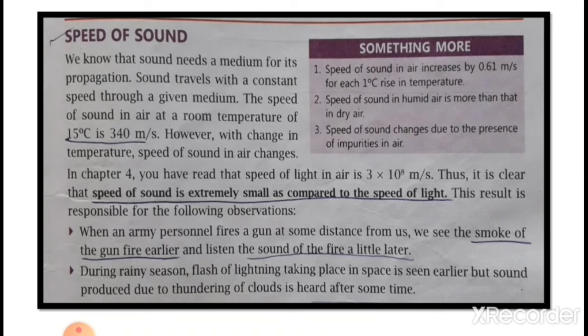However, with change in temperature, speed of sound in air changes. That's the important thing. See, when we are taking the room temperature, the speed of sound will be 340 meter per second. Okay, with the change in temperature, the speed of the sound changes. Okay, and in chapter 4, you have read that the speed of light in air is 3 into 10 raised to 8 meter per second. So it is clear that the speed of sound is extremely small as compared to the speed of light.